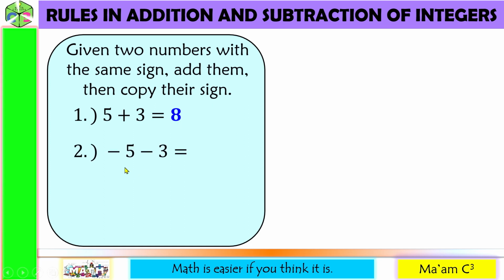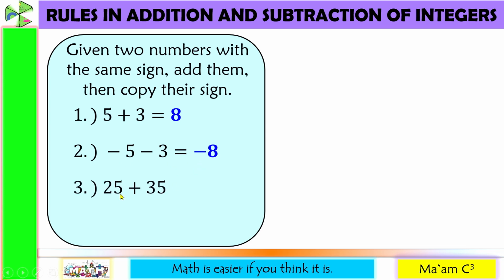Number 2, negative 5 minus 3. 5 is negative, 3 is also negative. So we simply add again 5 and 3 and that would be 8. Since both of them are negative, then the sign of our answer is also negative.